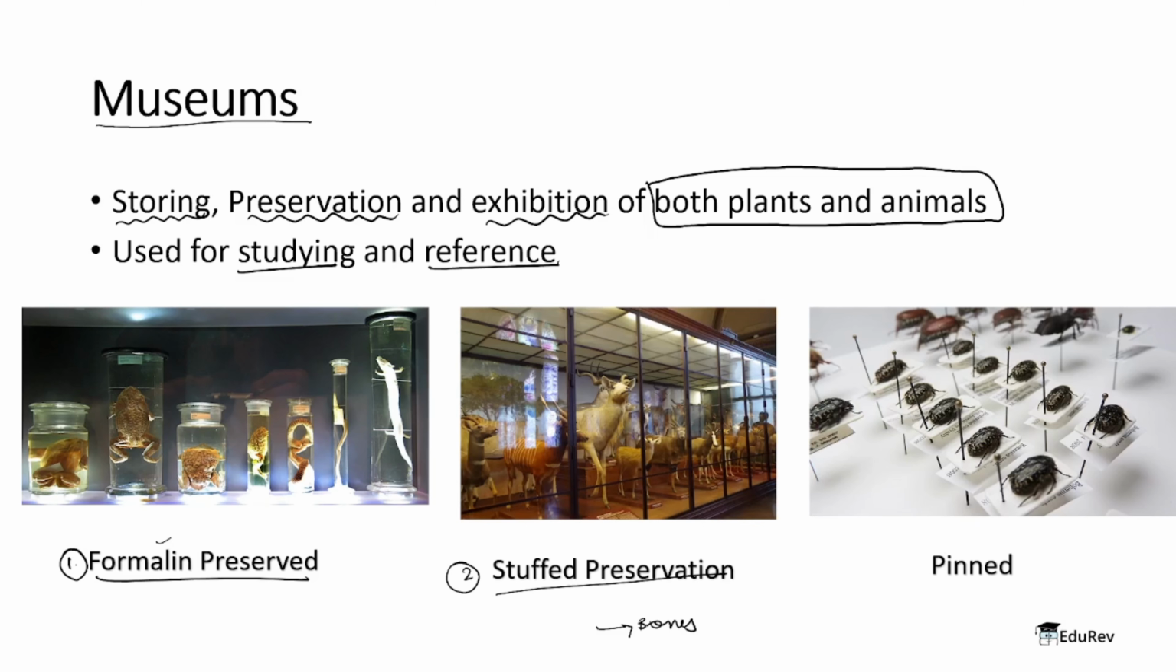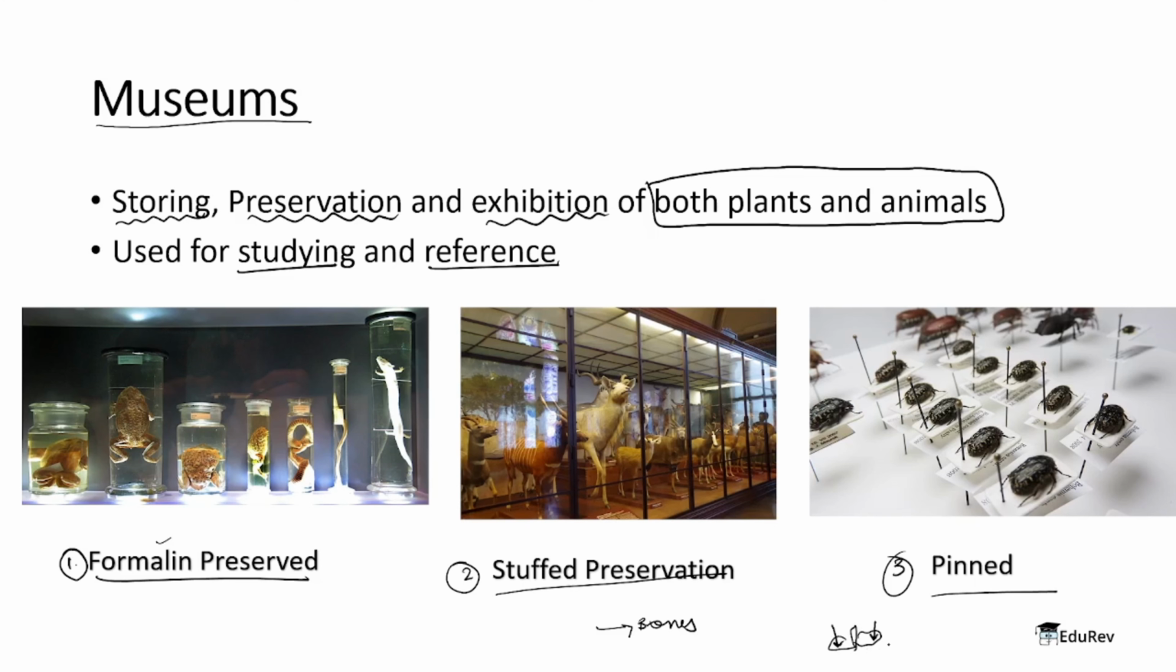The third one we have is pinned. In certain insects, like a butterfly or a beetle, what we do is take the dead beetle, spread its wings, and fix it with thumb pins or something else on a particular sheet for everyone to see. We do this with butterflies and other types of insects like beetles.